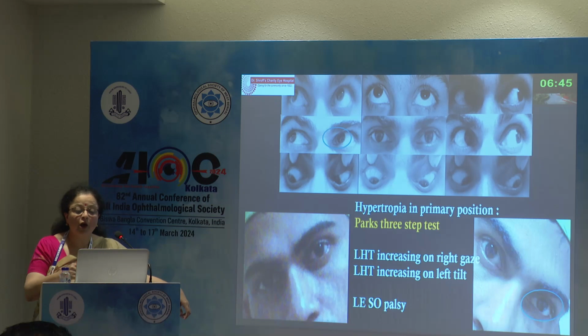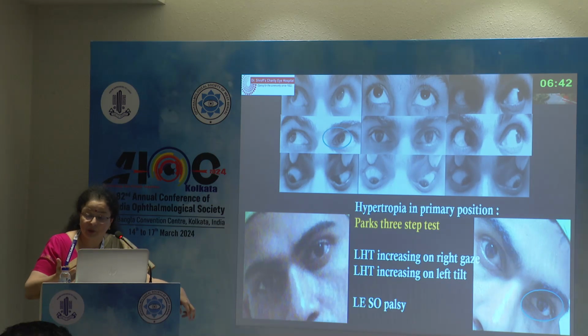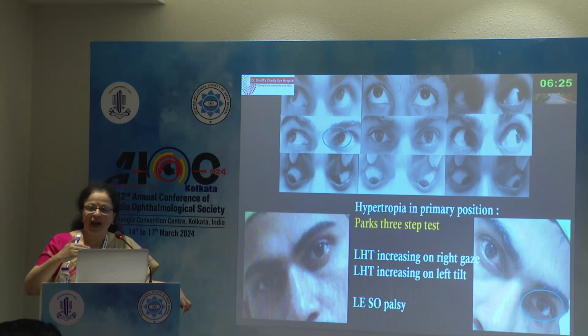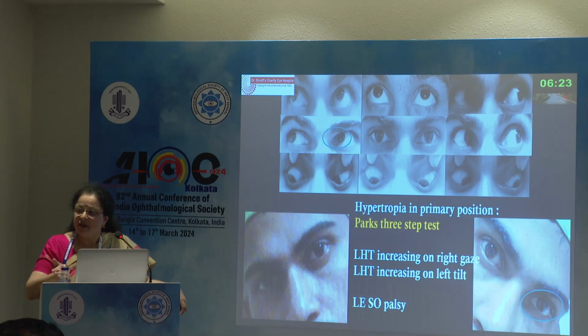Here is a patient with a left hypertropia which is increasing on right gaze, and I'm not going into the details because of lack of time, and it is increasing on left tilt, so we know it is a left superior oblique palsy. Whenever there is a left superior oblique palsy, the patient will present with a tilt to the opposite side. So when you're in the OPD, you can make out that the child is presenting with a tilt to the opposite side, and you get a clue that maybe there is a superior oblique palsy.